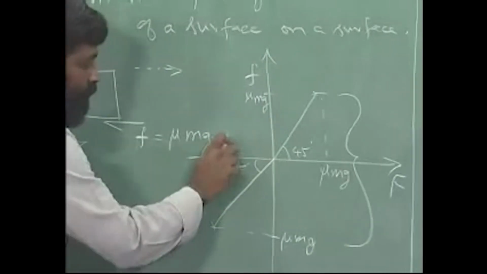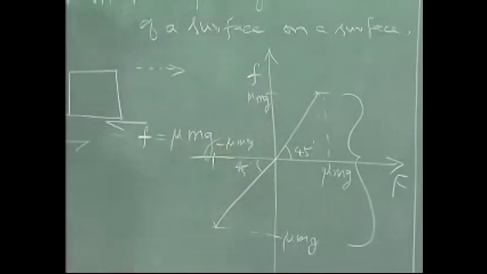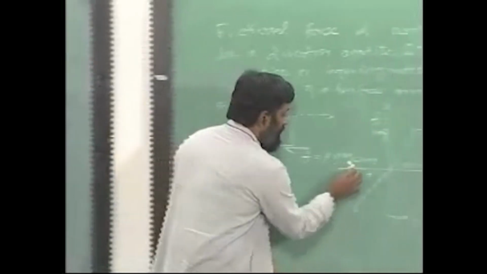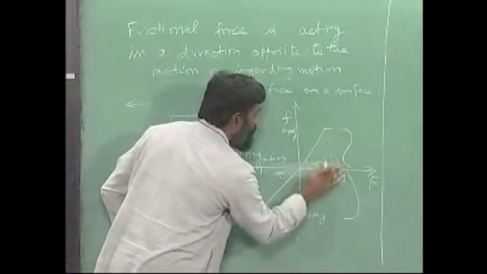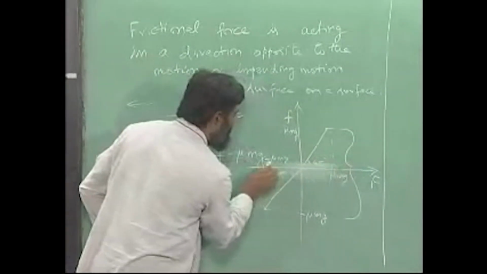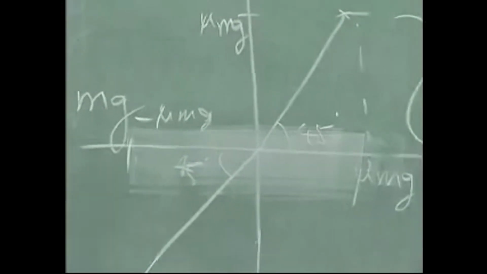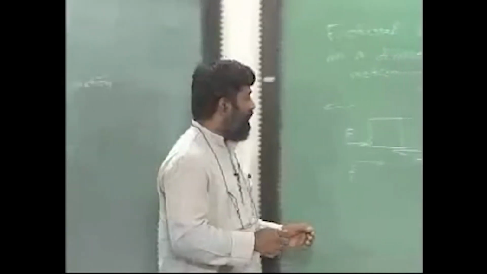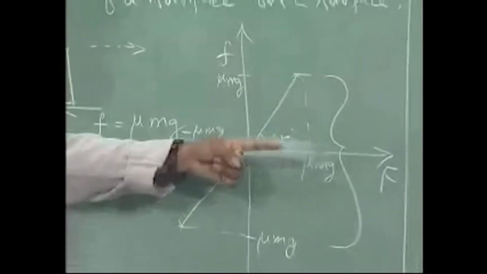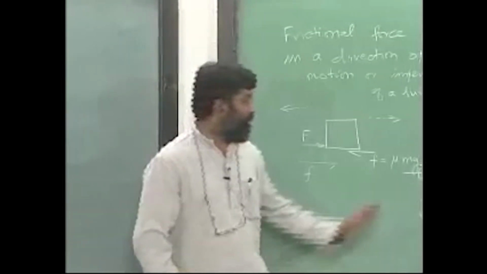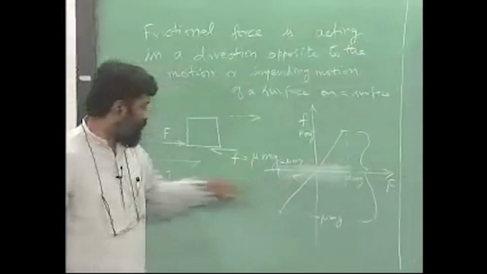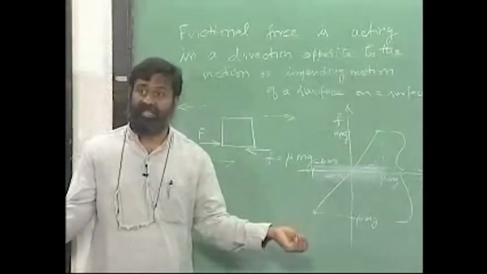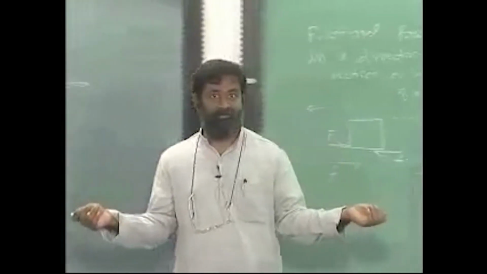This is minus mu times mg. So, when the force is within this region, it is in static equilibrium and the small f is equal to capital F, okay. Beyond this there is motion, beyond this there is motion in two different directions. Is that understood?